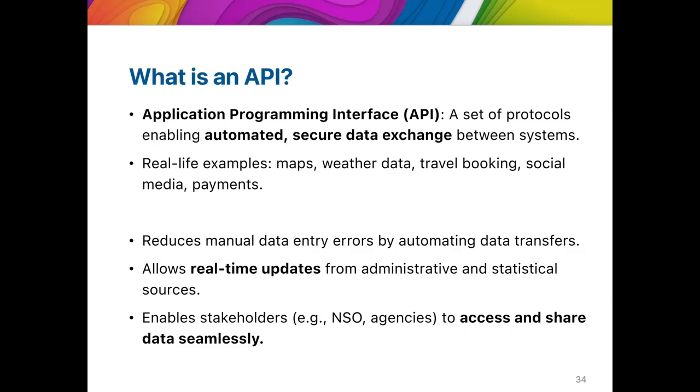It also allows real-time updates from administrative and statistical sources, and it enables stakeholders like the NSO and other government agencies to access and share data seamlessly.